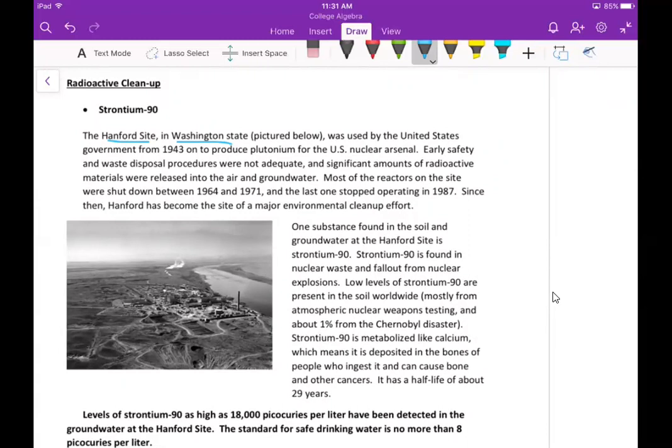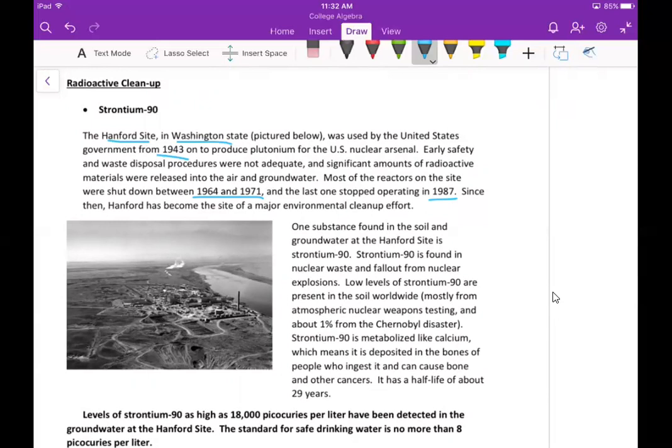Now, we did not very quickly take care of this and put policies in place to slow down this waste getting into our environment. So we slowly shut down between 1964 and 1971. Finally stopped operating almost over 40 years later, right? This whole thing started in 1943, stopped operating in 1987, so not that long ago, okay? And we've been trying to clean it up ever since.